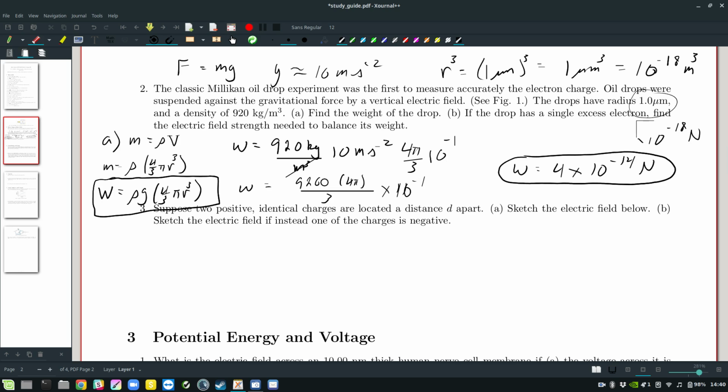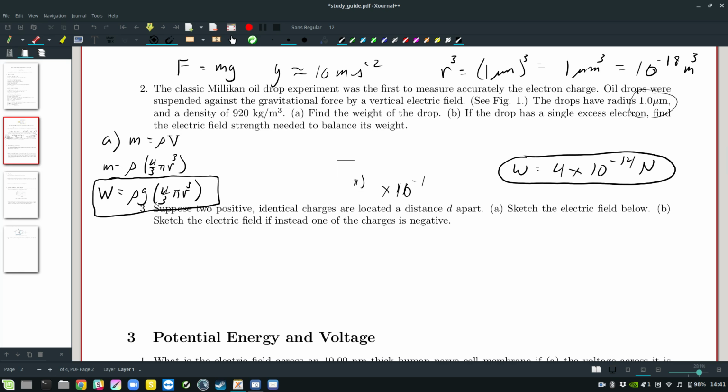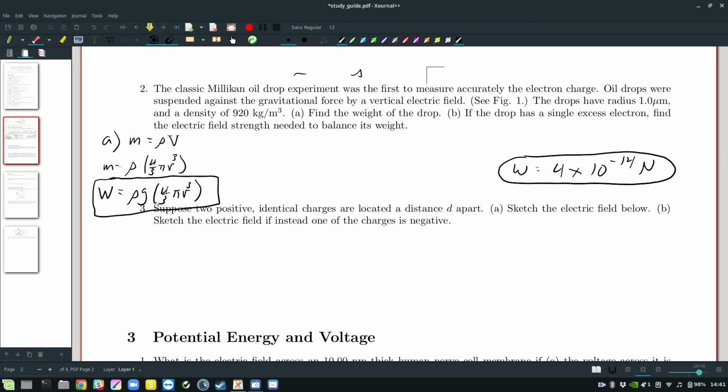So let's return to that formula, because if the weight is equal to rho g times 4/3 pi r cubed, and that's equal to the force of the electric field on the charge, that's QE. And so if we divide both sides by Q, we have E equal to rho g times 4/3 pi r cubed divided by Q. So it's the same exact as the weight, but we divide both sides by Q, so there's a Q now in the denominator. That becomes the E field expression.